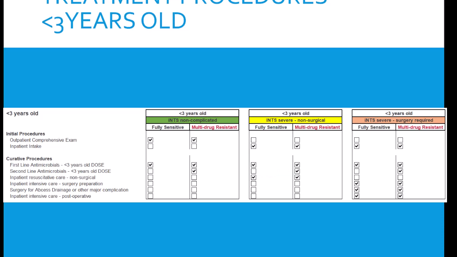For those patients who are under 3 years old who may require surgery, we also have procedures that include surgery preparation, surgery for abscess drainage or other major complication, and inpatient intensive care post-operative care. And those are checkmarked here for all of those INTS severe surgery required cases, whether fully sensitive or multi-drug resistant.